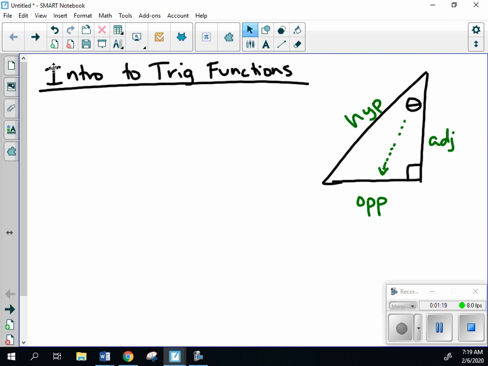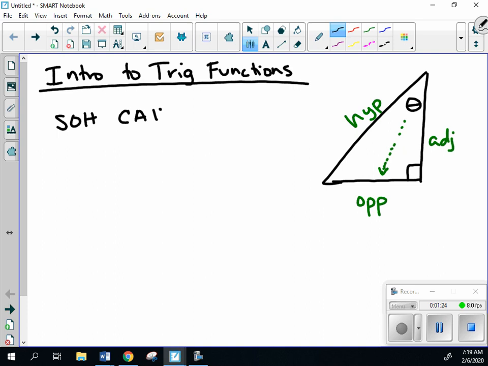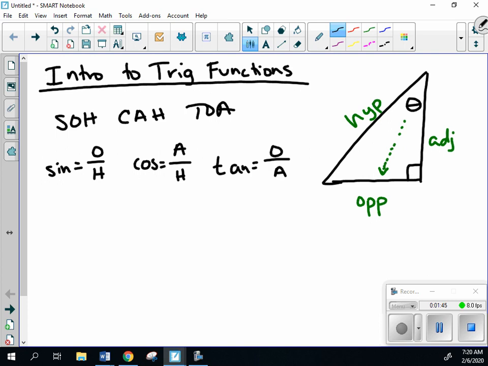So we have SOHCAHTOA, which I'm hoping that you've heard by now, where you have sine equals opposite over hypotenuse. Cosine equals adjacent over hypotenuse, which makes sense based on our lettering there. Tangent equals opposite over adjacent.